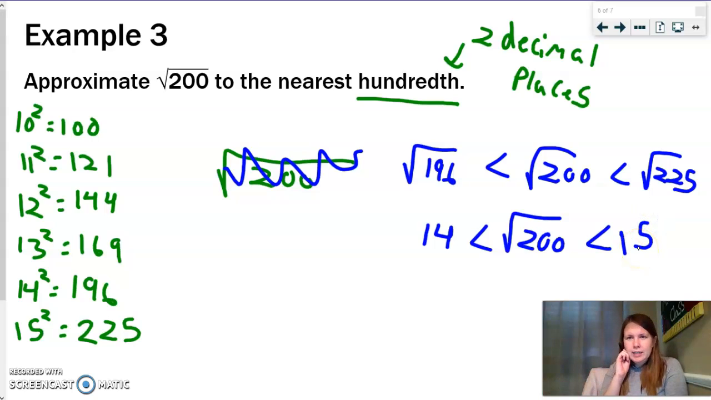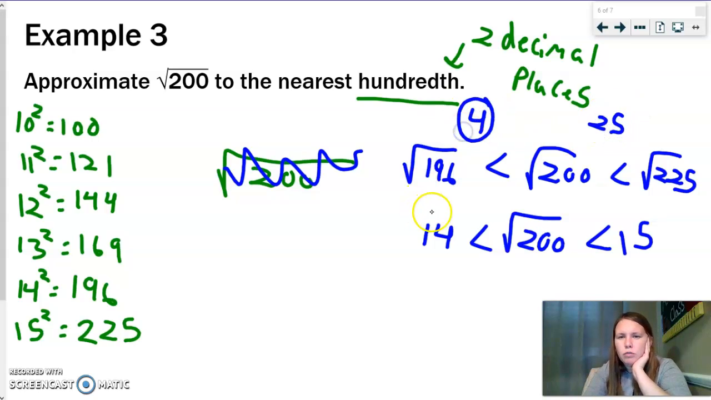Now, looking at this, finding that difference is also helpful so that you understand, is it going to be closer to 14 or closer to 15? Let's look at our difference. 200 minus 196 is 4. 225 minus 200 is 25. So it would actually be closer to 14, but they want me to have 2 decimal places.